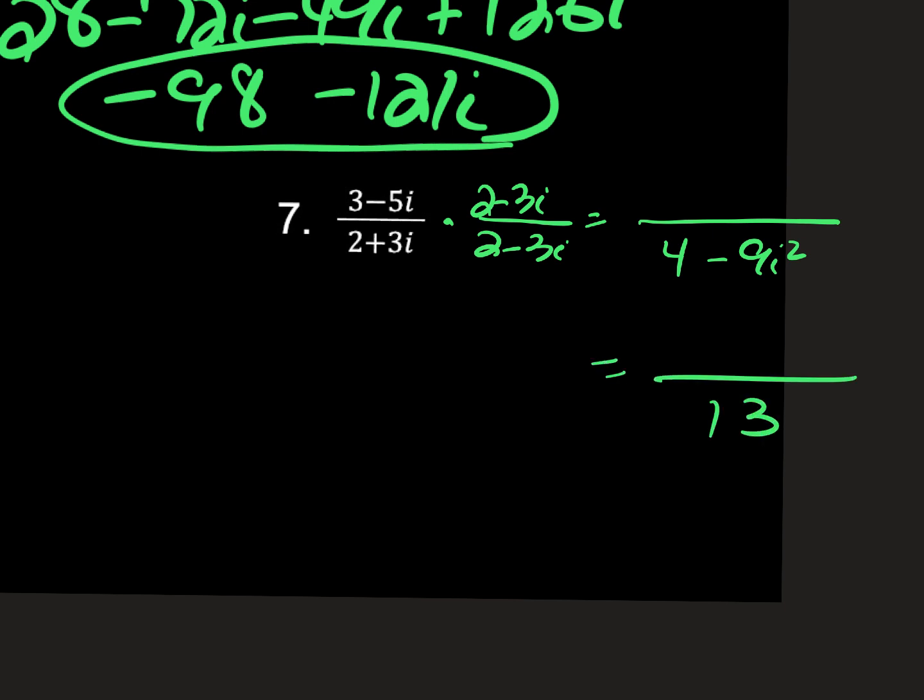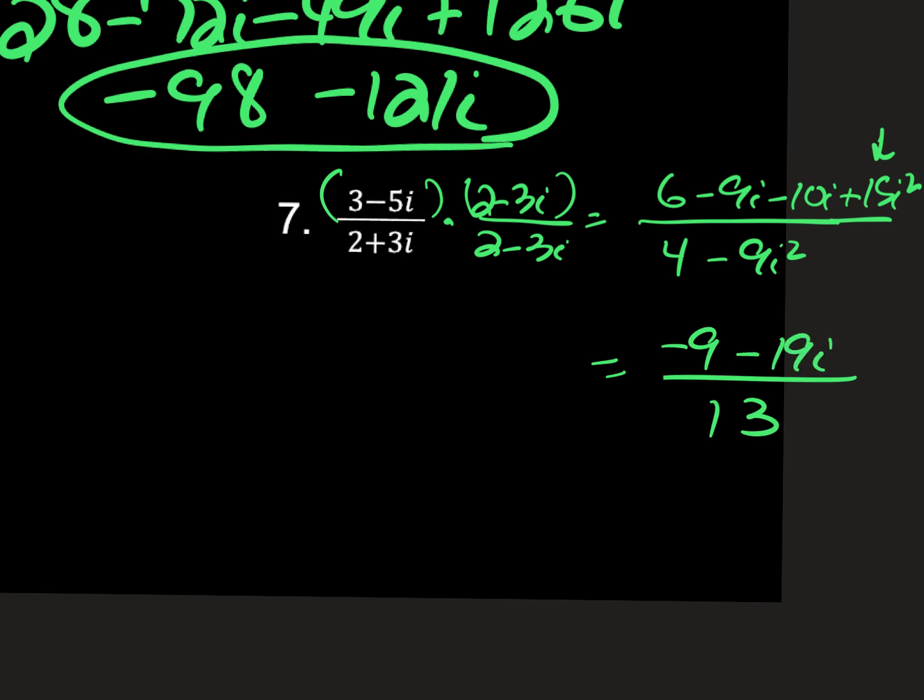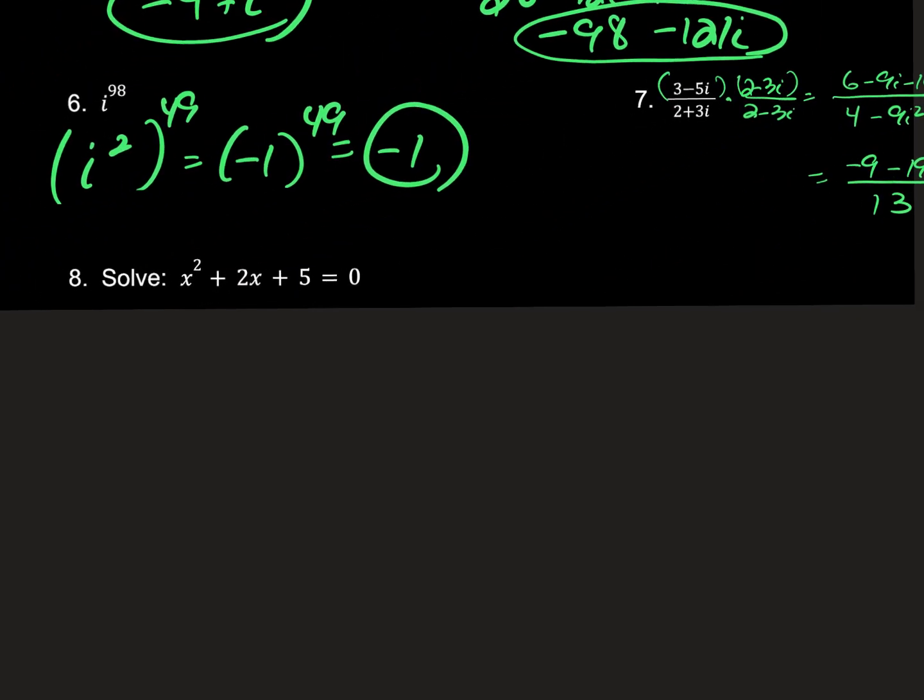My numerator, I'm actually going to do FOIL here. I get first, outer, inner, and last. That's going to be negative 15. 6 minus 15 is negative 9. And if I add the two i's in the middle, it's negative 19i. And there's that one.